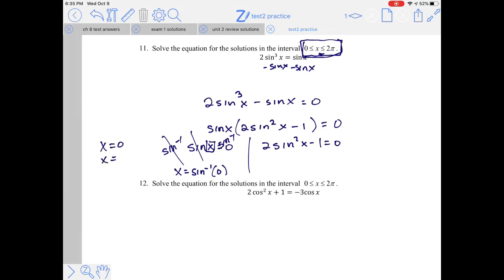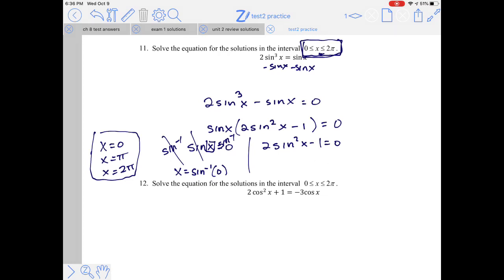Wait, hold on. X equals zero. X equals pi. And technically, zero and two pi are the same. These are the only three answers. We're done. We move on. Nope. We have some over here.